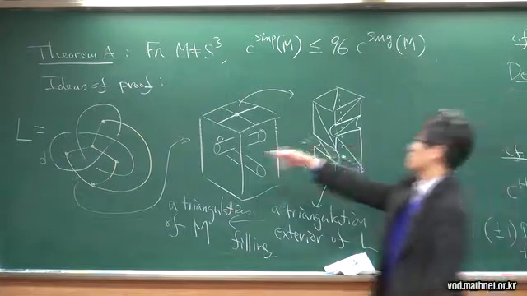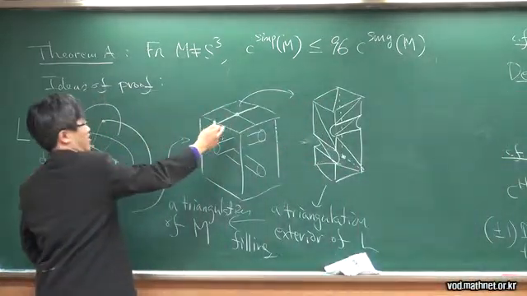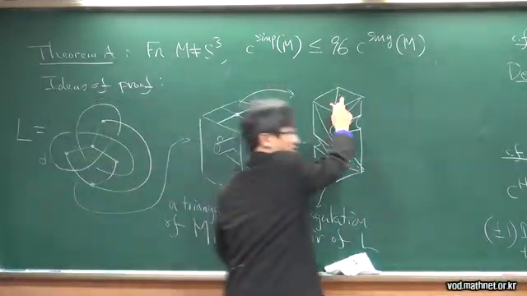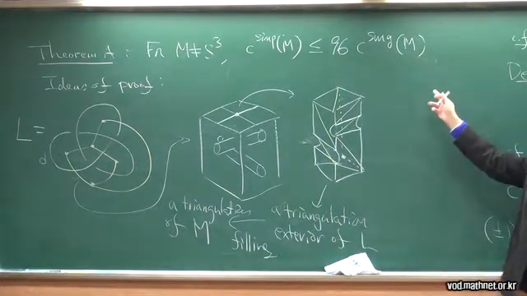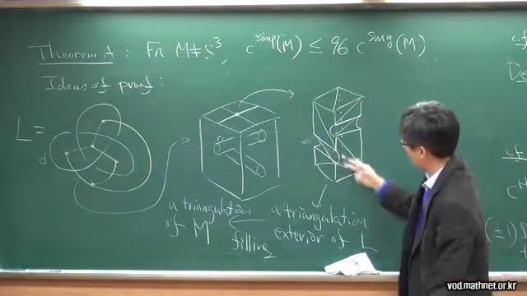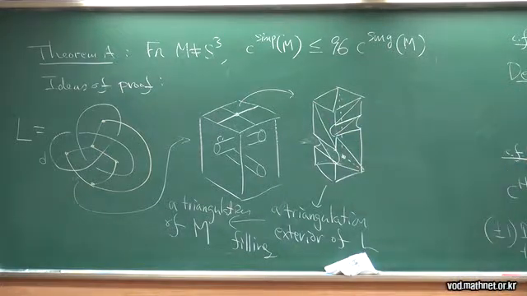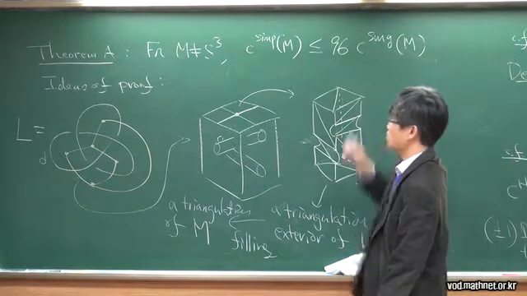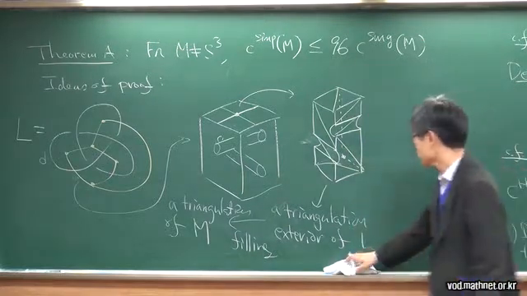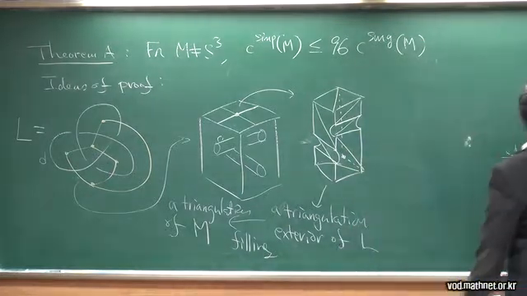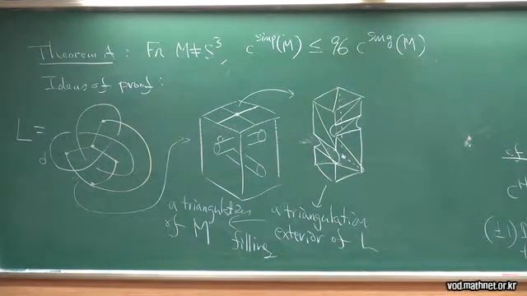Because for each crossing, I have one guy like this and 4 guys like this. And we have exactly 2 guys like this in each piece. So it's going to be increased. The number of tetrahedra is increasing linearly with respect to the number of crossings. So that's how I get this kind of linear inequality. So it's fun to do this kind of combinatorial geometry.